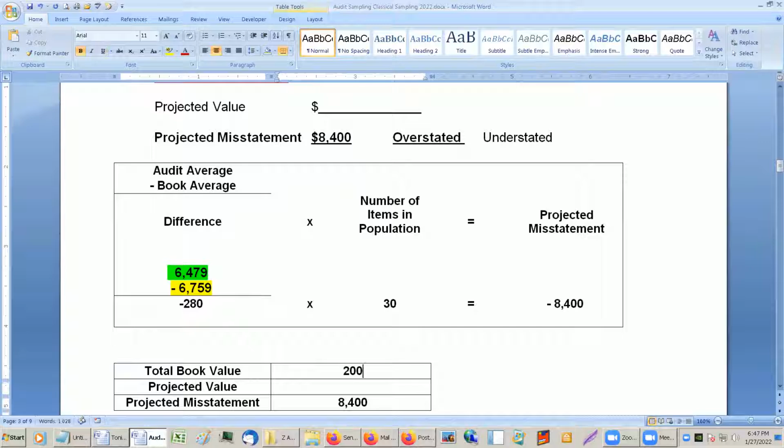This is 200,000. So we're saying they have to take off 8,400 off of the 200,000, so whatever that is. So we got to kind of back into the one. So this projected value, and this one is probably the more confusing of all of them. And I've got to imagine this is probably the least used of them because it's such a narrow, usually narrow use of it.